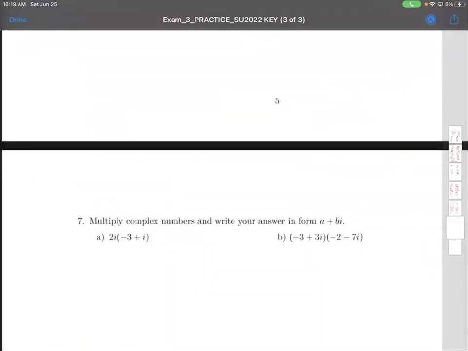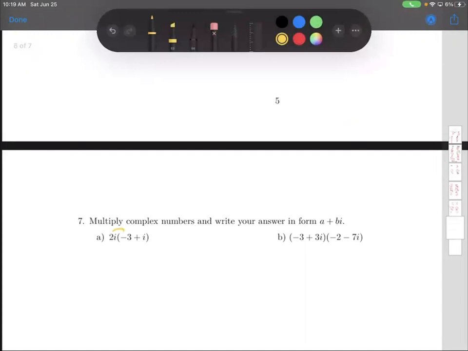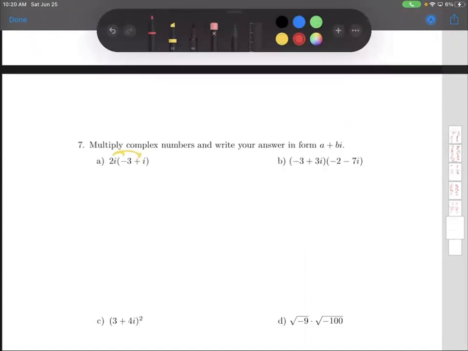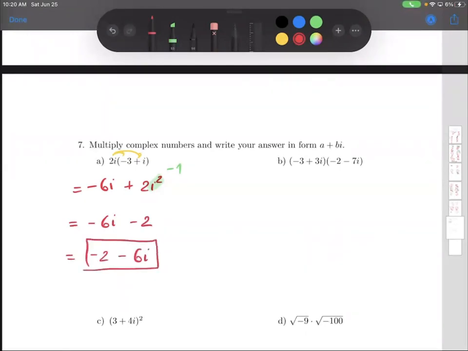Multiply complex numbers and write your answer in form a plus bi. The first one we distribute. So we have negative 6i plus 2i squared. Well, i squared is negative 1. So it'll be negative 2, right? Or better yet, negative 2 minus 6i, because they want it in form a plus bi.